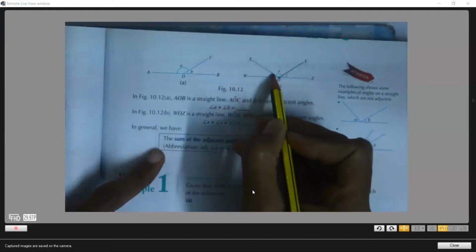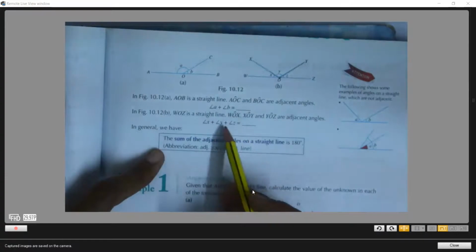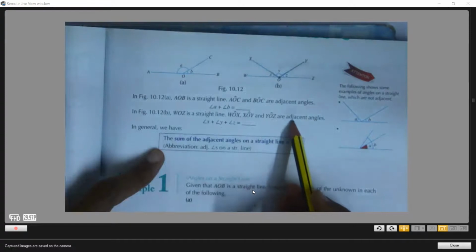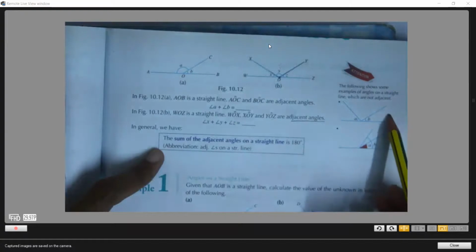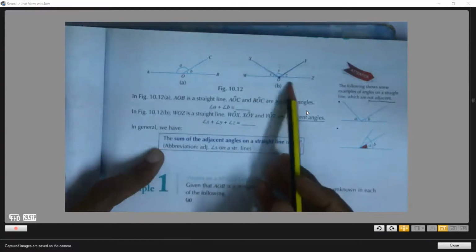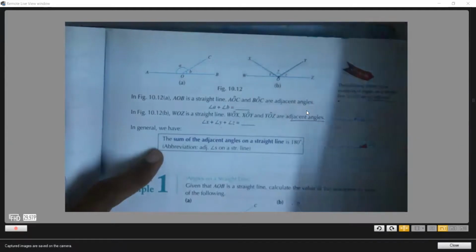Yes, there are 3 in number. That's the difference. But again, angle X and angle Y are sharing this arm, OX, and they are on the opposite sides of the common arm. So angle X, angle Y, and angle C are adjacent angles. Okay. These are examples of adjacent angles, and the following shows some examples of angles on a straight line which are not adjacent.